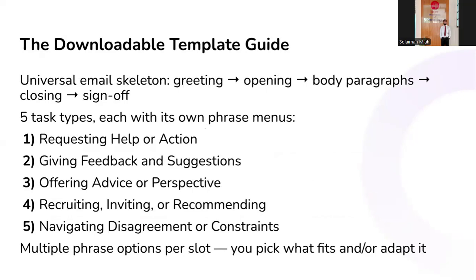We've put together a downloadable guide that you can access from the link beneath this video. All email responses follow the same general structure we discussed in the organization lesson. However, the template comes with phrase menus for 5 different task types because the language you need for making a request is genuinely different from the language you need for giving feedback or navigating a disagreement. Each type has several phrase options per bullet point, so you can pick what fits the situation. You're not memorizing a script, you're building a personal library of phrases that sound like you. In fact, you'll ideally get to a point where you can adapt these phrases to use your own words.